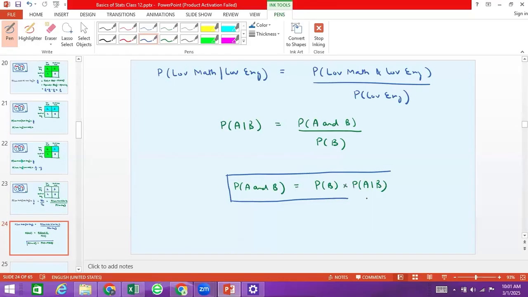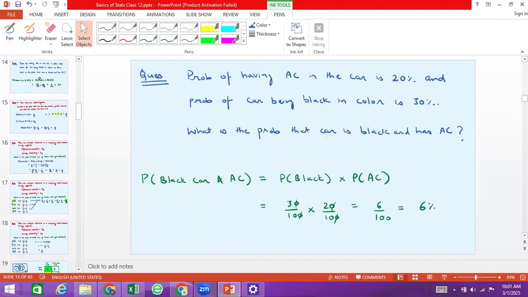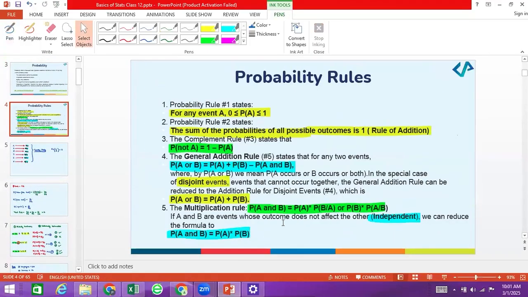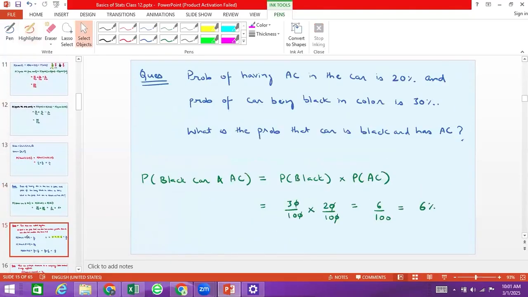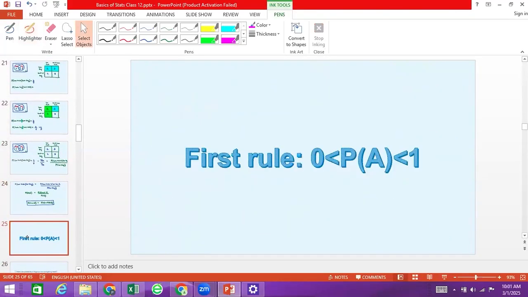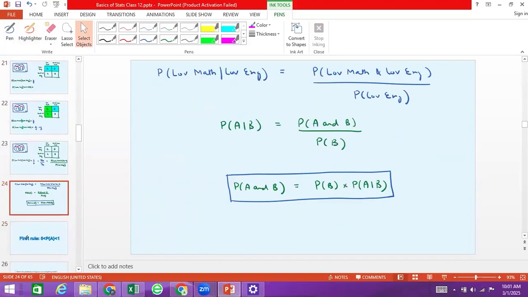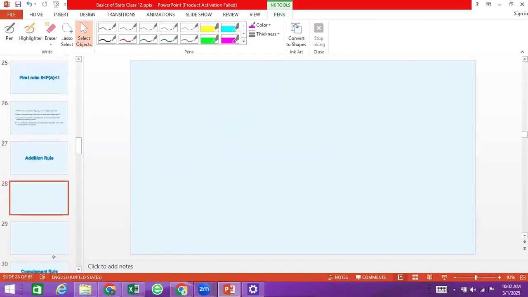This is the same format you will see here as well. Probability of A and B, like we have written this part. So probability of A and B is the same as probability of B multiplied by probability of A given B. Okay, this is called the multiplication rule. We will see how we can use it. And obviously, you can write it the other way around as well.